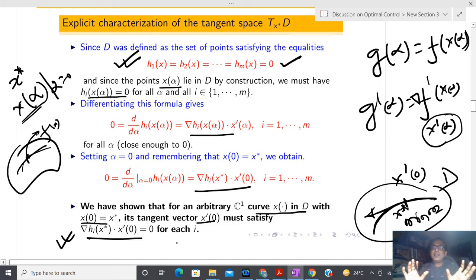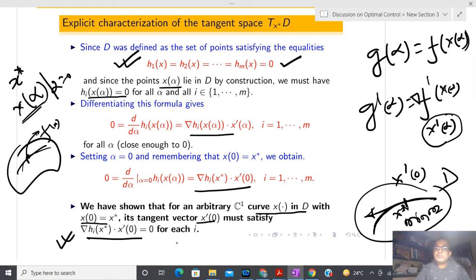If I have two vectors and their dot product equals 0, then what is the geometrical interpretation of that? Iram, could you please guess? Sir, they are perpendicular to each other. Yes, they are perpendicular to each other. It means that x dash 0, which represents the tangent near 0, and the gradient of the constraint should be perpendicular. Then only can I go for the minima, otherwise I cannot. Does anyone have confusion? So this is the interpretation.